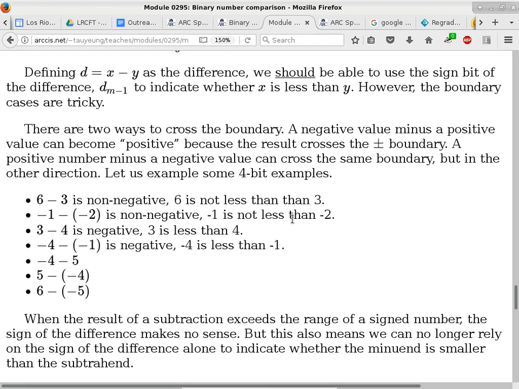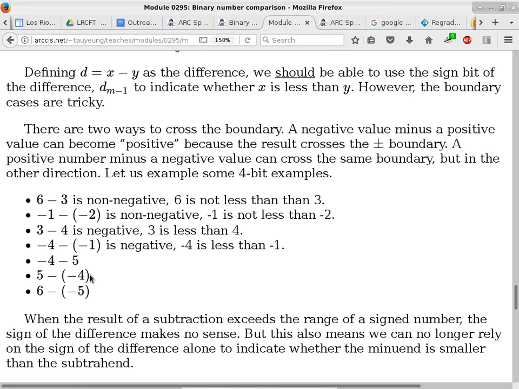In other words, I'm carrying out the subtraction and then use the sign of the difference to tell us the ordering of the minuend and the subtrahend. 3 minus 4 is negative because it's negative 1. As a result, because the difference is less than 0, we can conclude that 3 is less than 4. Negative 4 minus negative 1 is negative, so negative 4 is less than negative 1. Okay, cool. And then I stop saying something at that point.